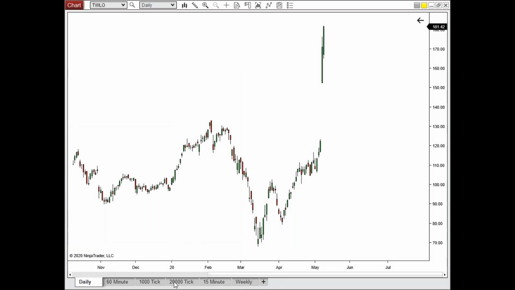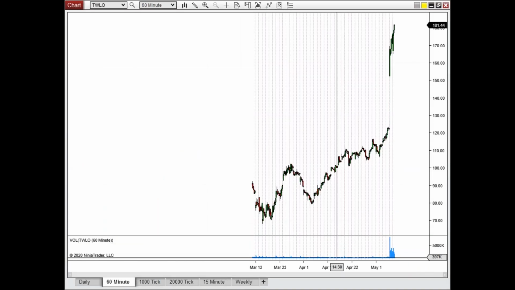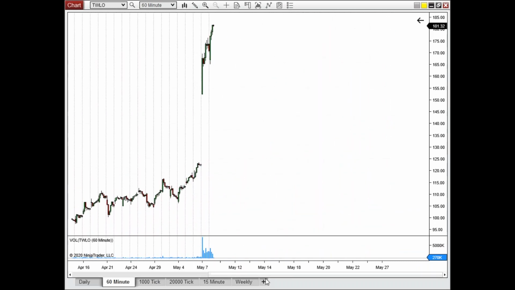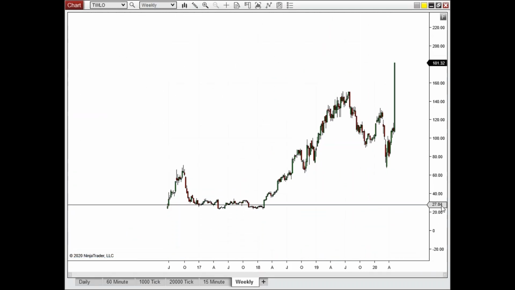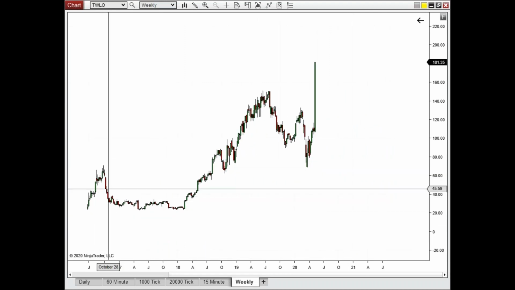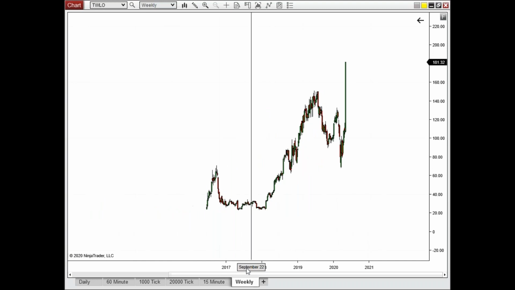So at this point though, again, you're back to just playing intraday stuff. Since this is totally new highs, there's not really other impulse waves we can compare this to.